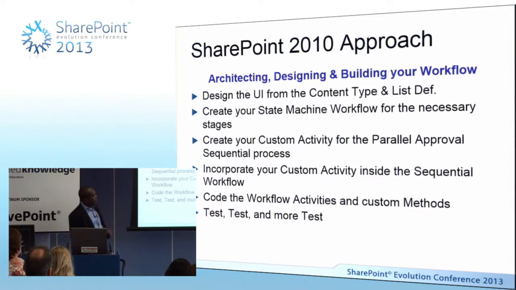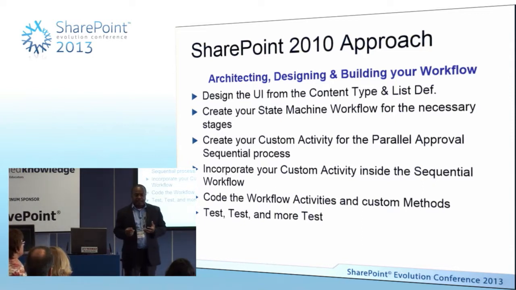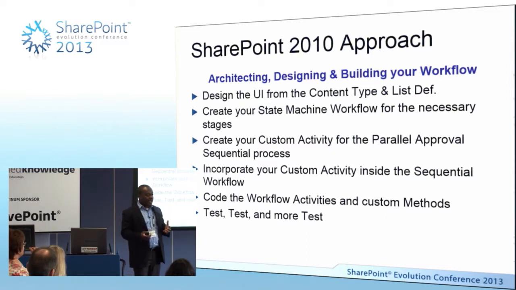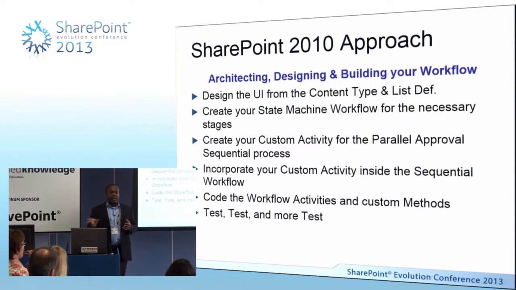Create my custom activity. I already talked to you about that for the parallel approval and sequential process. Incorporate the custom activity inside the sequential process. Code the workflow activities and the methods, and custom methods, and tests, and more tests. The custom methods needed here are a couple fold. One of the methods I needed to build as part of the process was the counter. I need to figure out how many people we have inside the parallel approval process, so I can know how many replicator tasks I need, as well as how many people have not yet approved this instance of the workflow, so I can know whether I need to keep the loop running. Those are some of the custom methods.